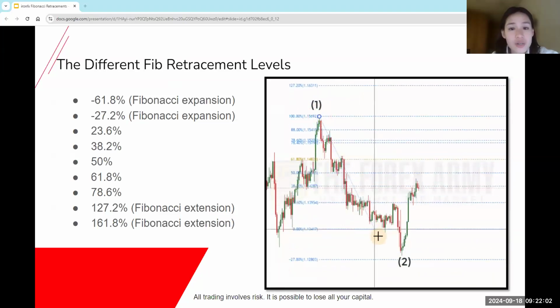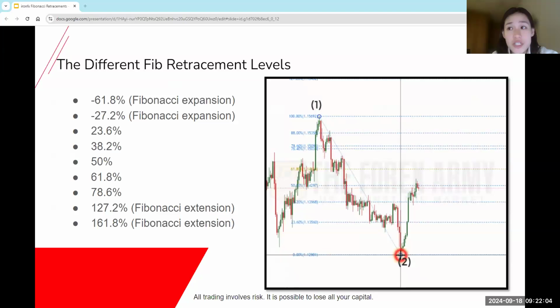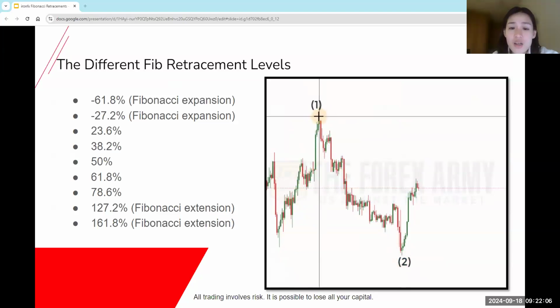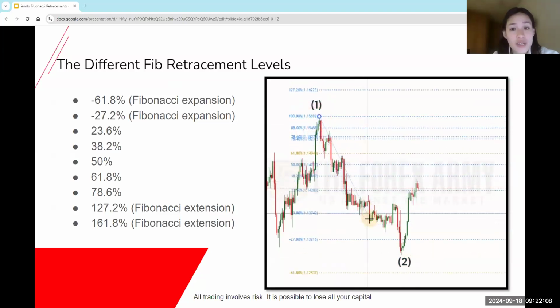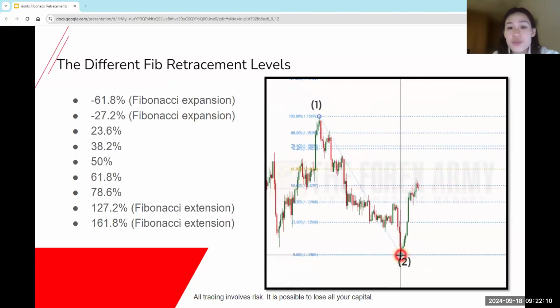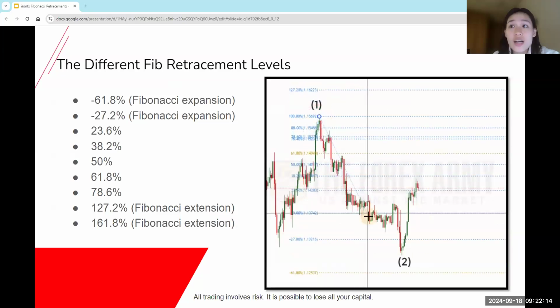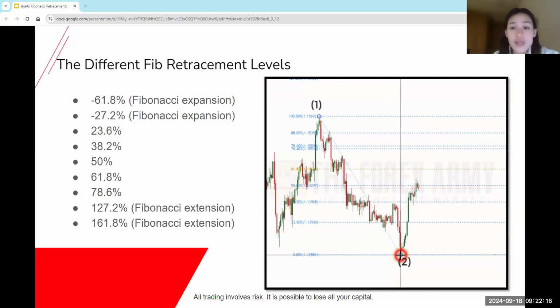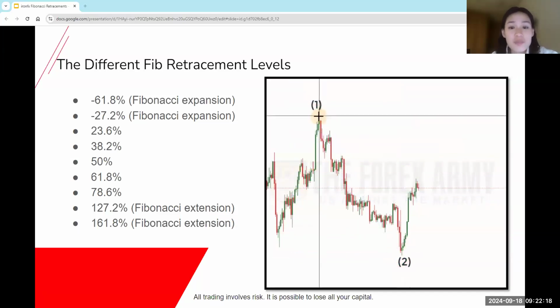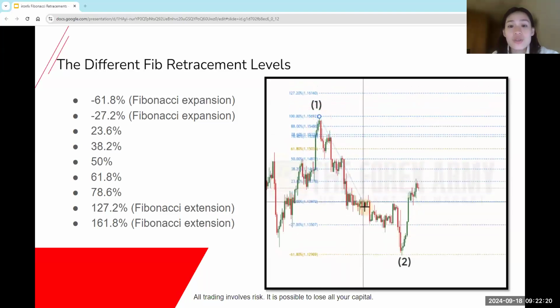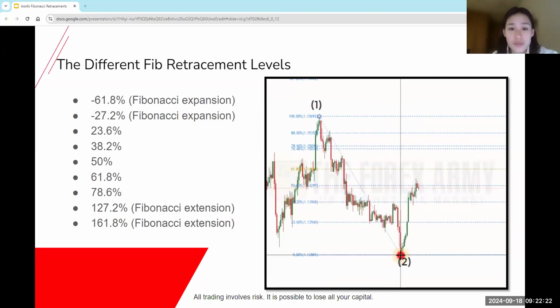Now that we know how to draw the Fibonacci retracement trend line, we can look at the different types of levels ranging from the negative to more than 100%. Although we are still using the same tool that we went through earlier, the Fibonacci retracement, it can lead us to 3 different types of Fibonacci methods.